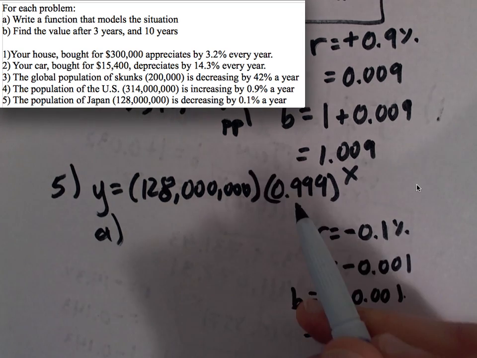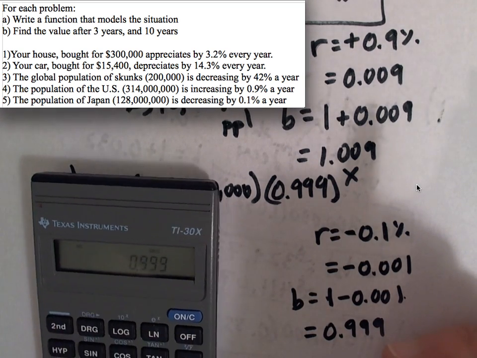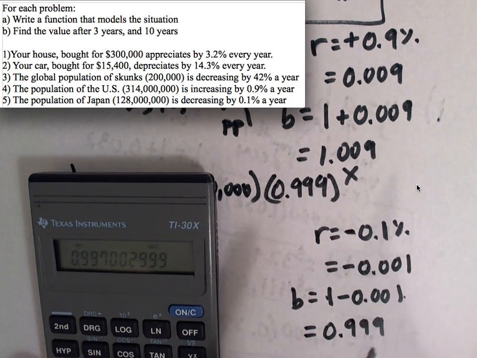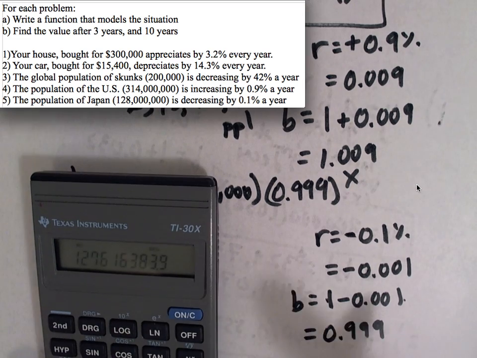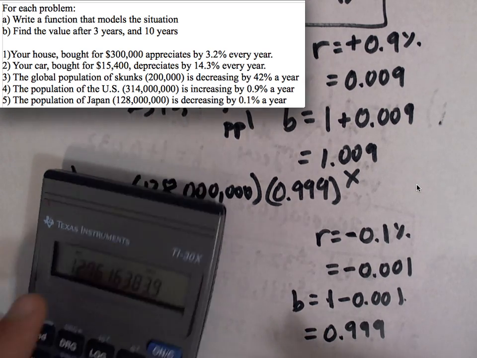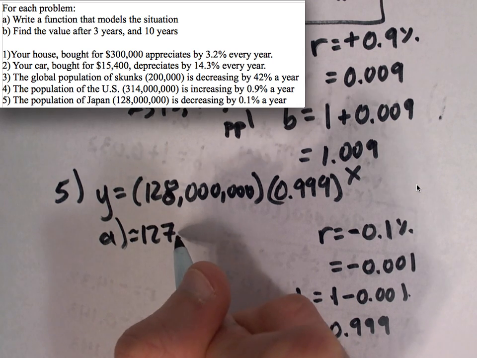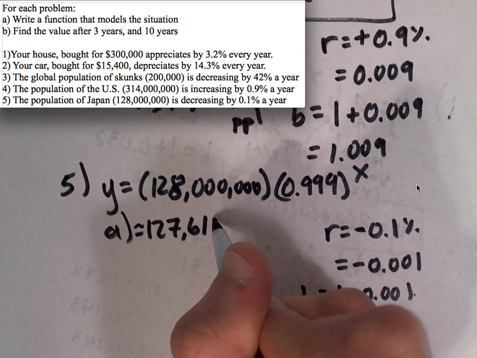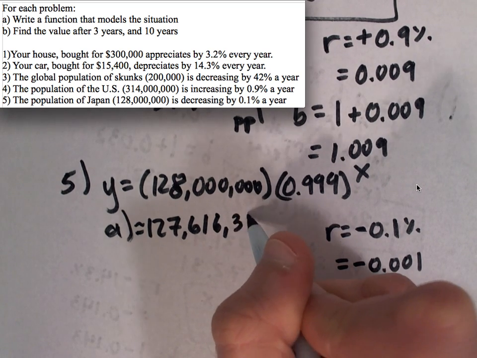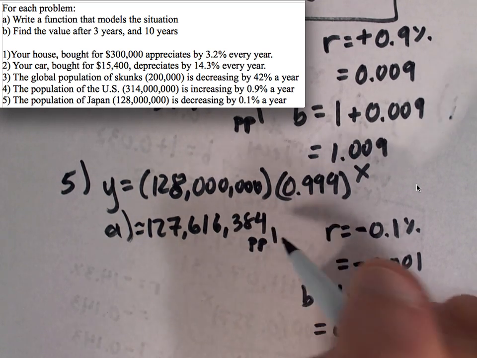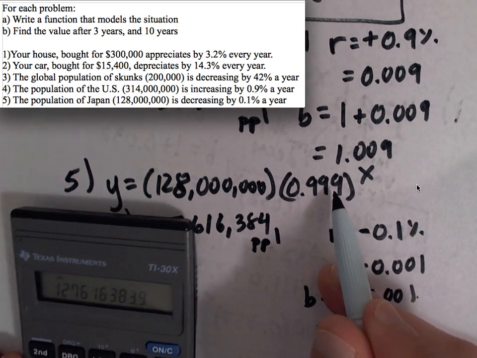After 3 years, so 0.999 to the third power times 128 million. It means you only have 127 million 616,384 people left. So you dropped, but not that much. Again, it's a very slow rate of decrease, but it is one.